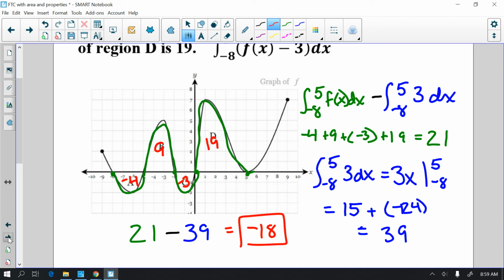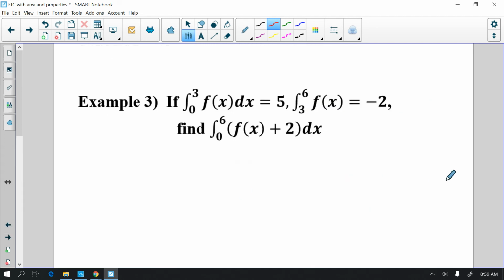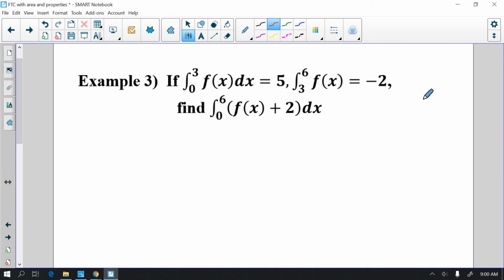So then to finish up, let's do one with a property. All right, same type of idea. Again, this is like ones that you did in the last unit. Okay, so we've got the integral from 0 to 3 of f of x dx is 5. Integral from 3 to 6 of f of x dx is -2. Find the integral from 0 to 6 of f of x plus 2 dx.